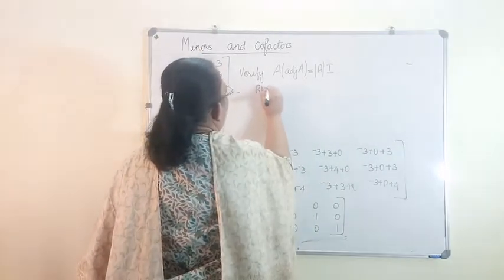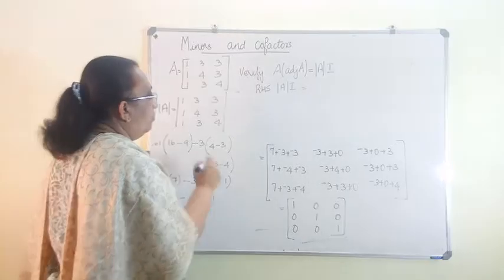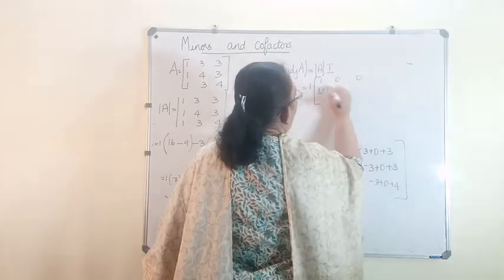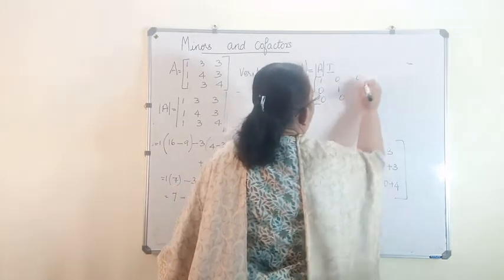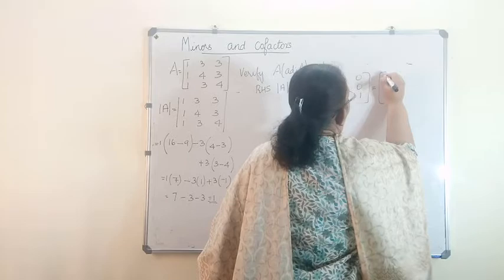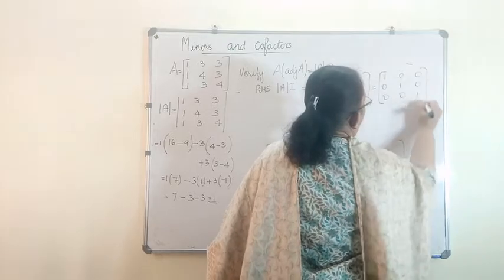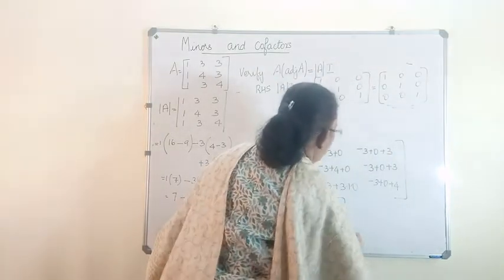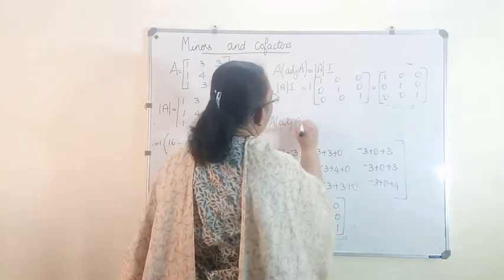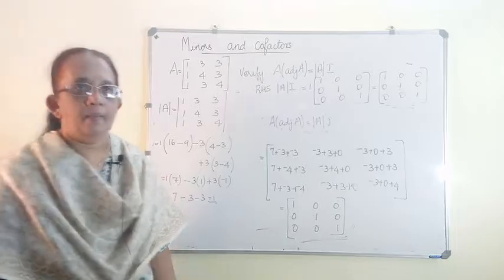RHS, determinant of A into I is equal to, what is the value of determinant of A? 1. 1 into I. I is 1, 0, 0, 0, 1, 0, 0, 0, 1. So 1 into means a scalar multiplication. Each element is multiplied. That is 1, 0, 0, 0, 1, 0, 0, 0, 1. Okay, so what have you got the result? Therefore, A into adjoint of A is equal to determinant of A into I. Verified. This is a property.